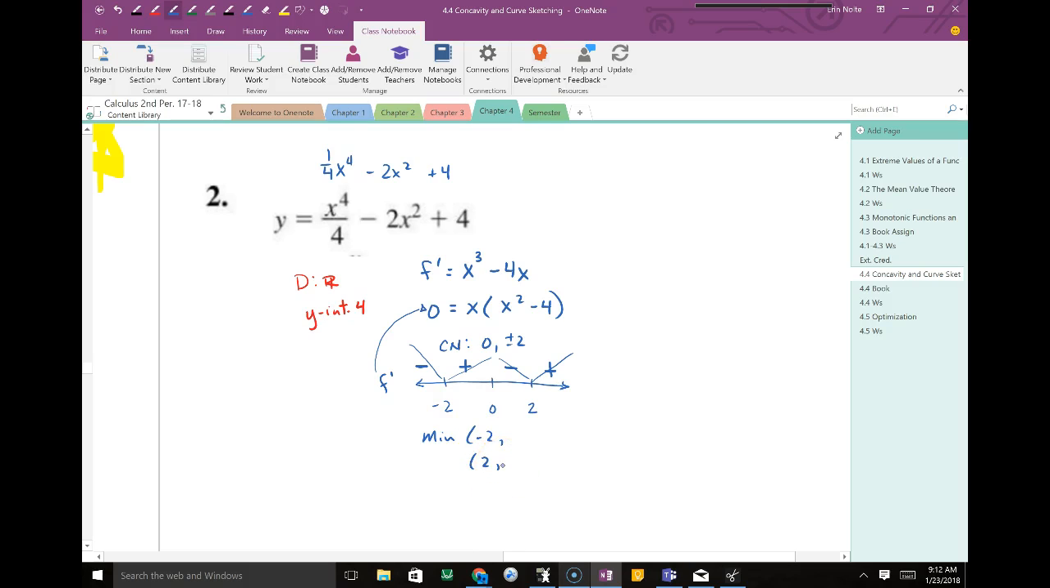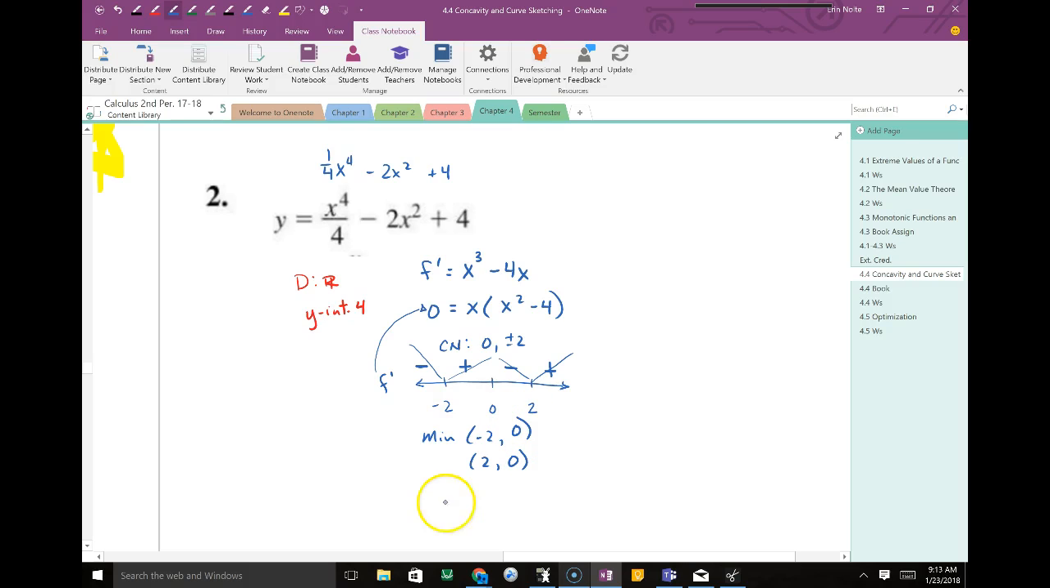How do I find their corresponding y values? Good, so if I plug those into the original, if I plug in -2, -2 to the 4th power is 16. 16 divided by 4 is 4. And then 4 minus 8 is -4, and -4 plus 4. Anybody else get 0? You'd get the same thing if you plug in +2, because both those were squared. Everybody okay there?